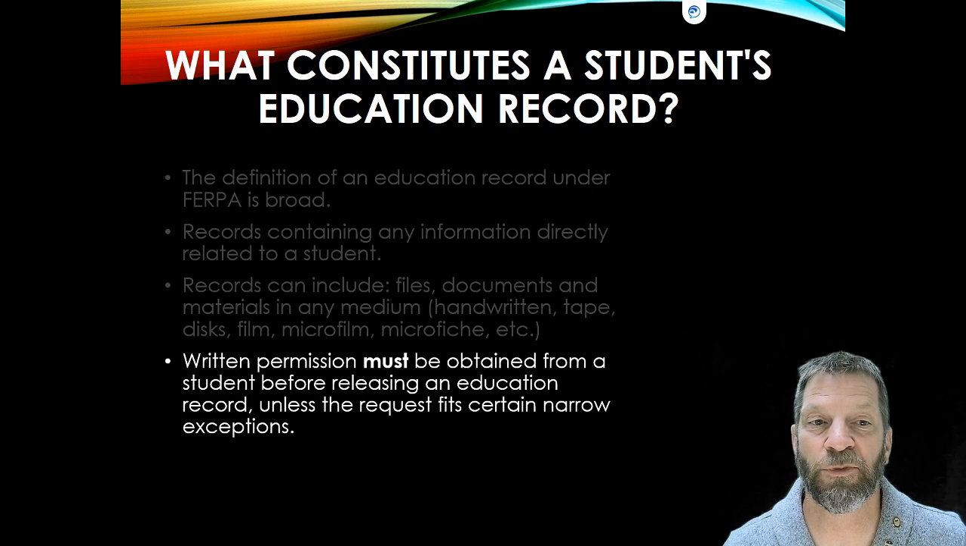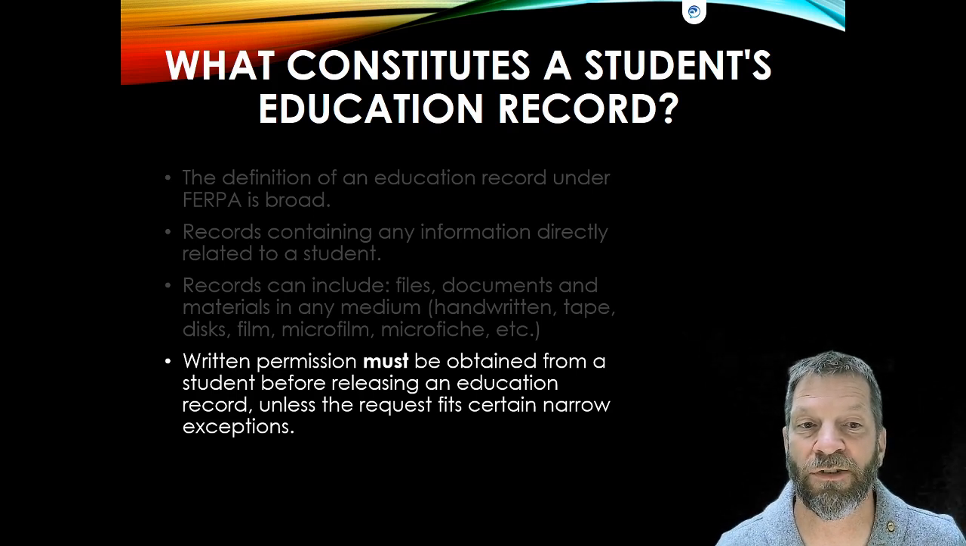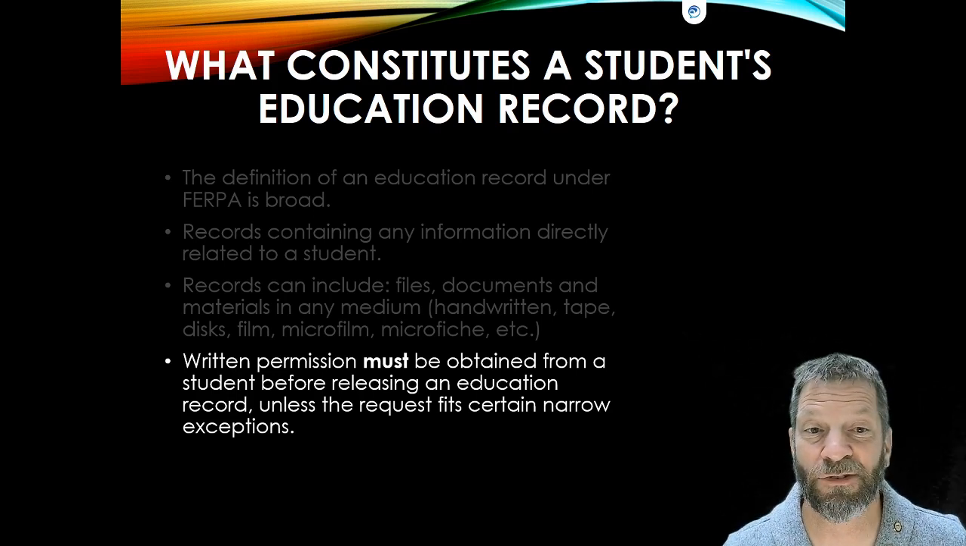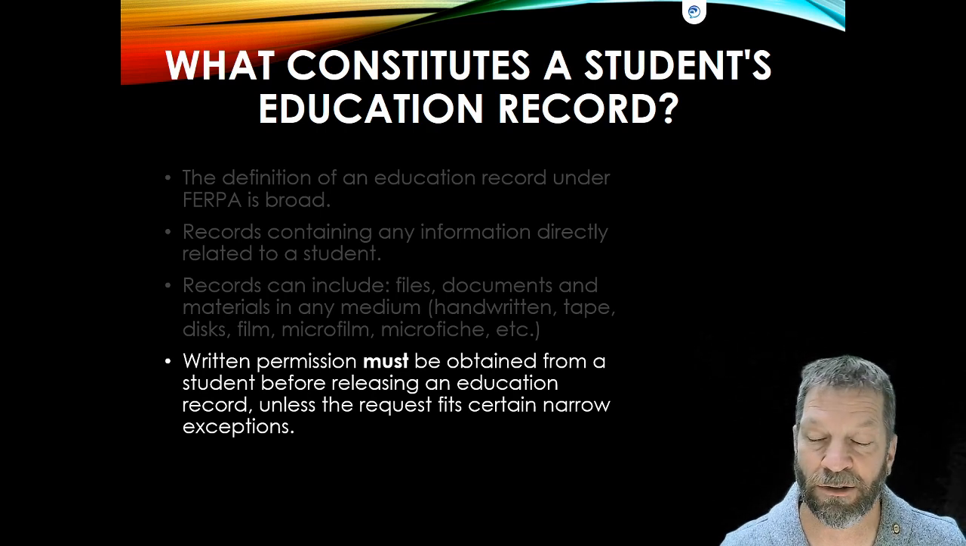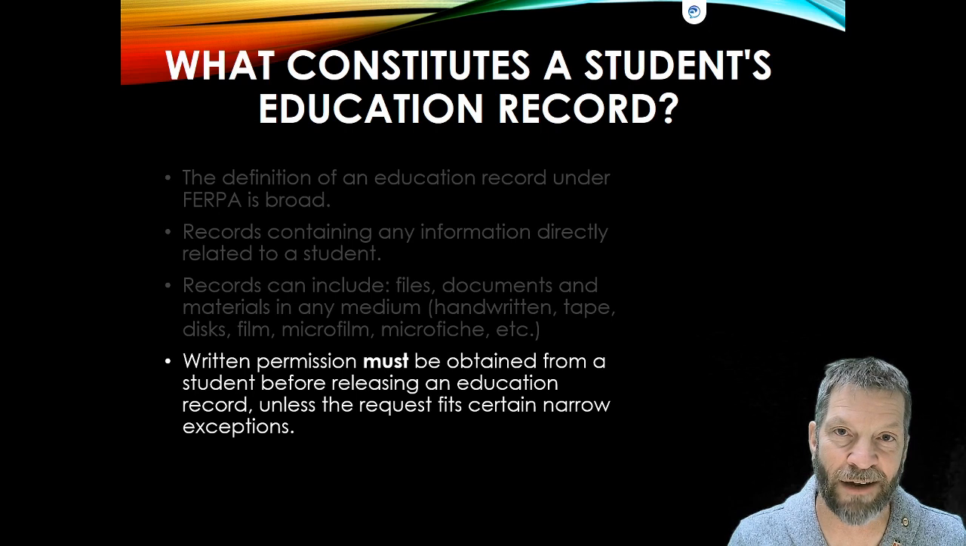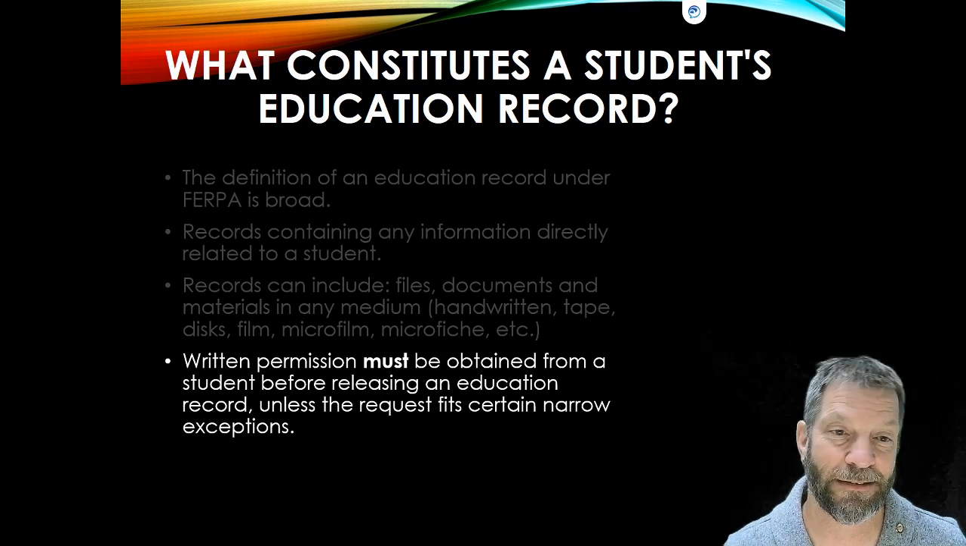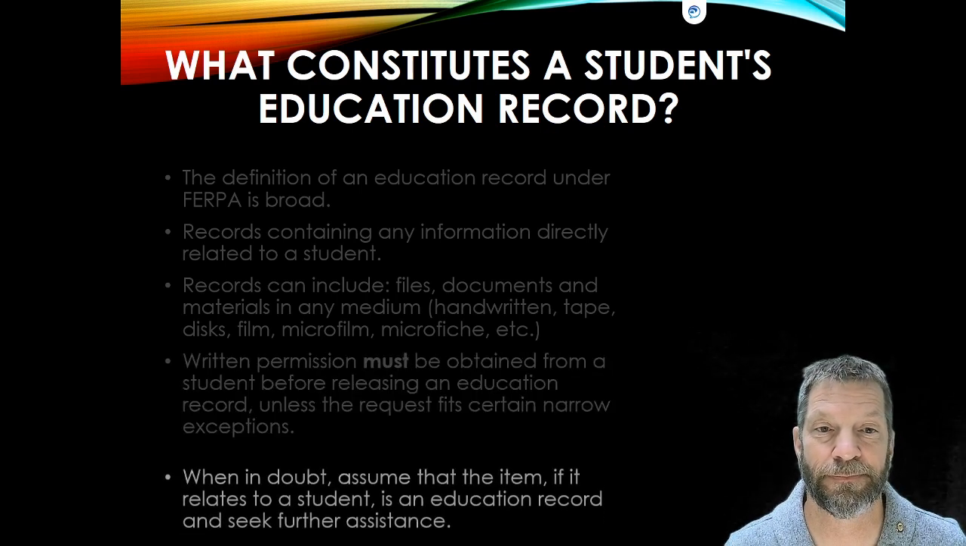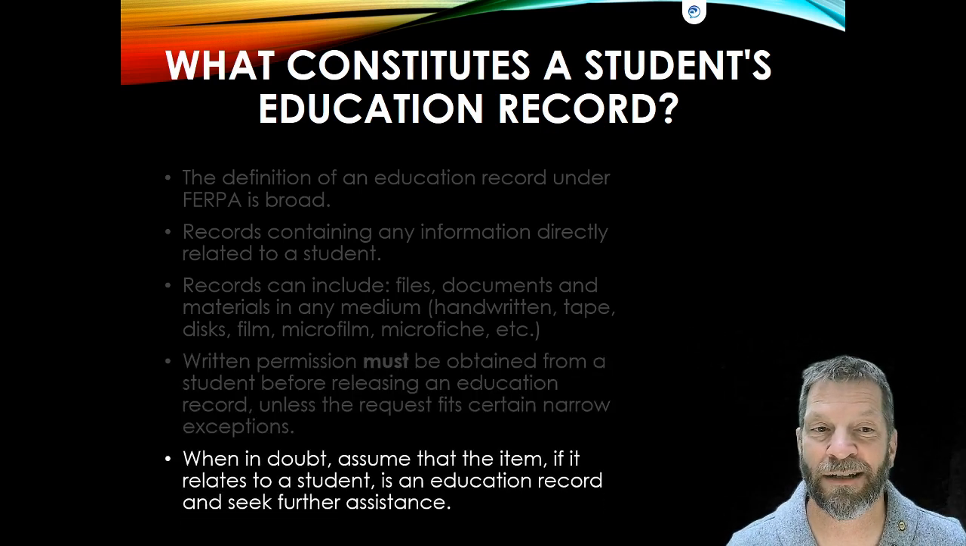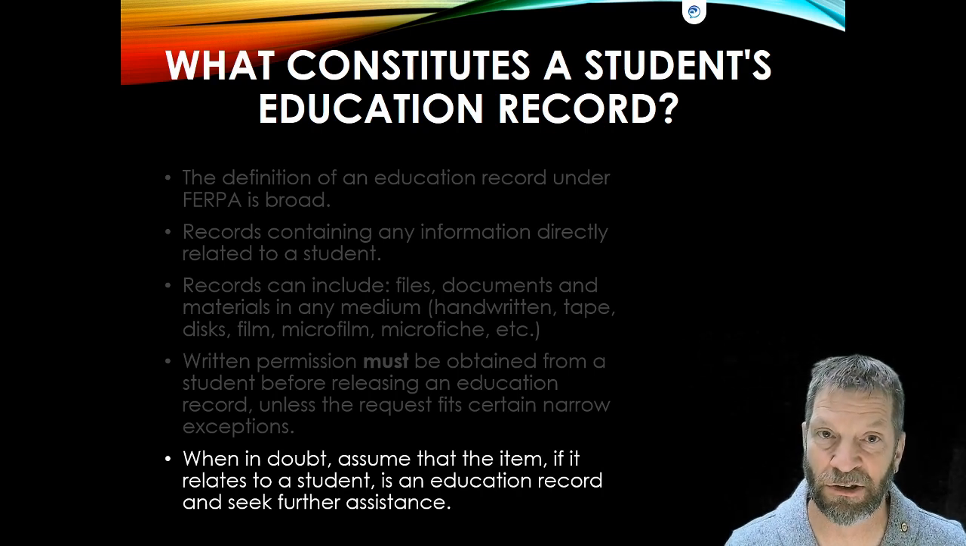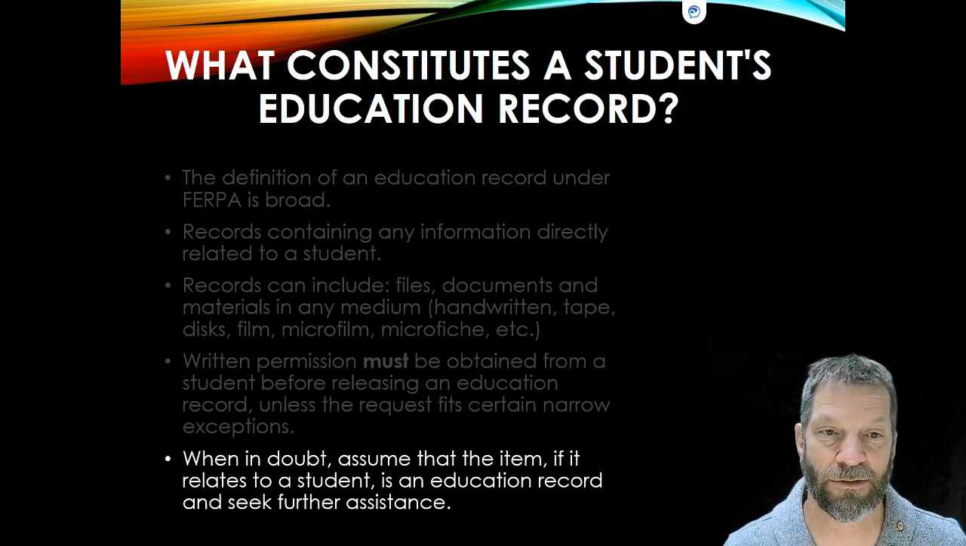Written permission must be obtained from a student before releasing an education record, unless the request fits certain narrow exceptions. We'll talk about a few of those. But a student must have that release on file, and it'll say specifically who can get it and what they can get. When in doubt, again, assume that the item is educational related and it belongs to that student, and don't release it until you seek further assistance.